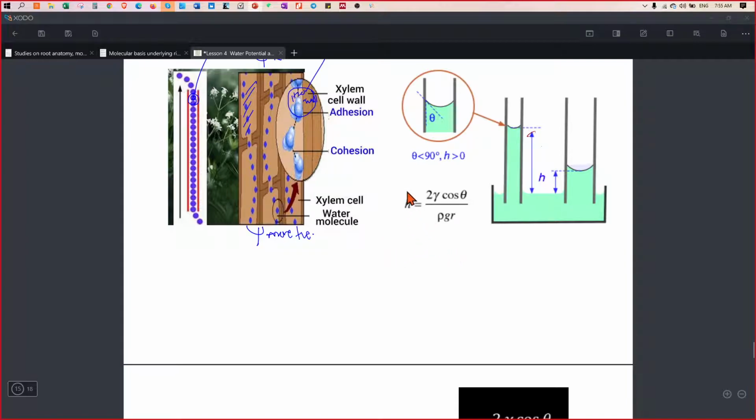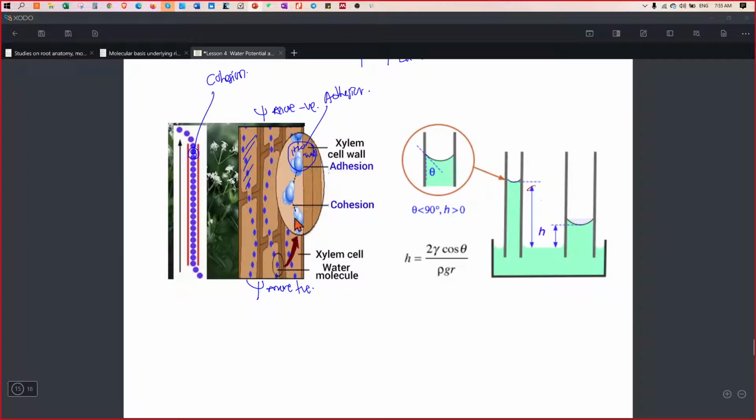So this is the height of the water. You want to predict, with that anatomy of xylem, how tall the water can actually go. H is for height. Can you see here? This is gamma.